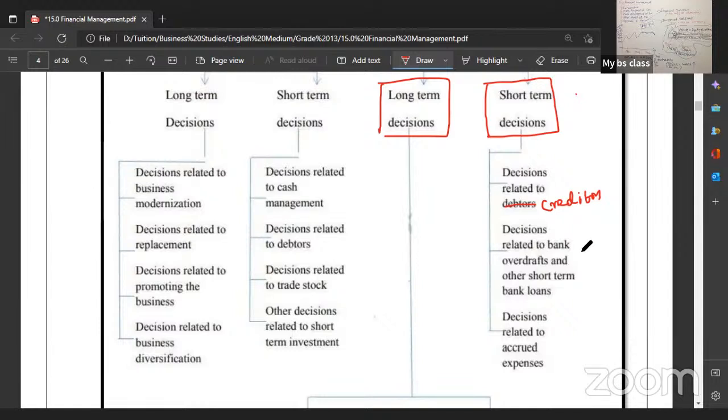And the decisions related to bank overdrafts and short-term bank loans. We have discussed bank overdrafts in the money and financial institutions lesson. We have temporary overdraft and permanent overdraft, when you exceed your current account balance. So you have the overdraft and the short term. Also talking about bank loans, short-term loans for 6 months or 3 months can be taken. Those are also financing decisions.